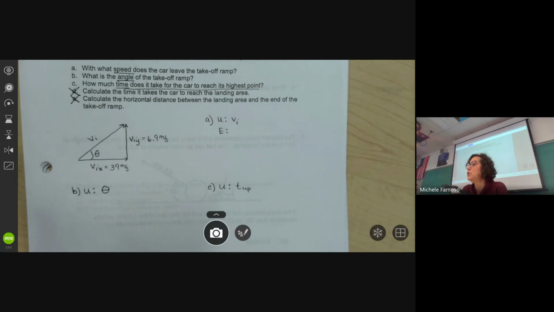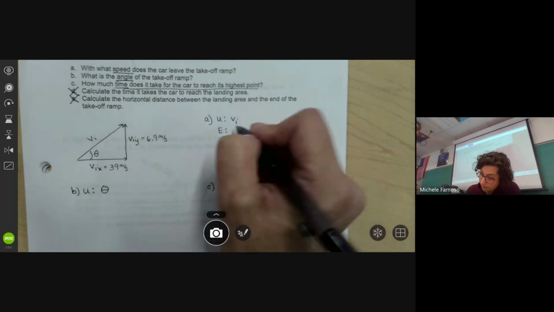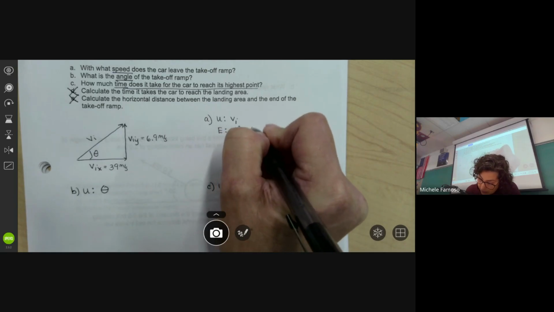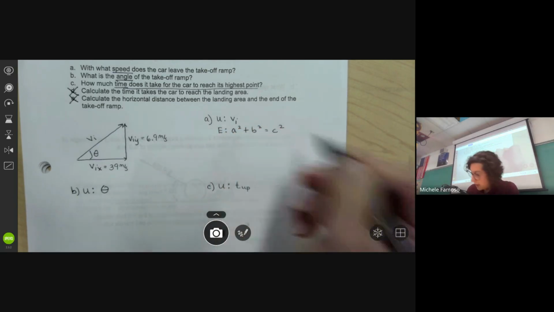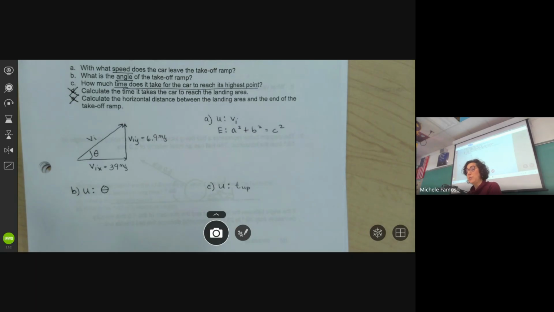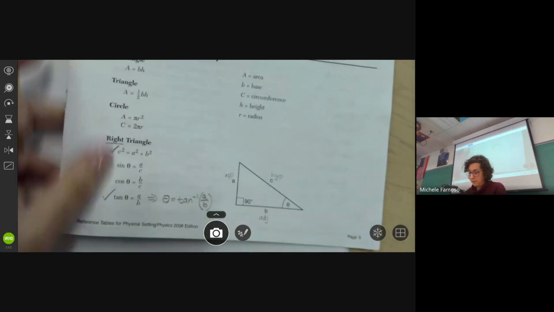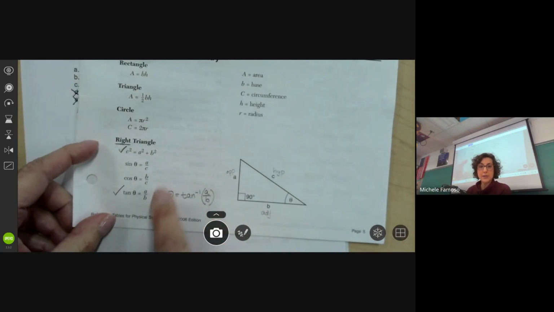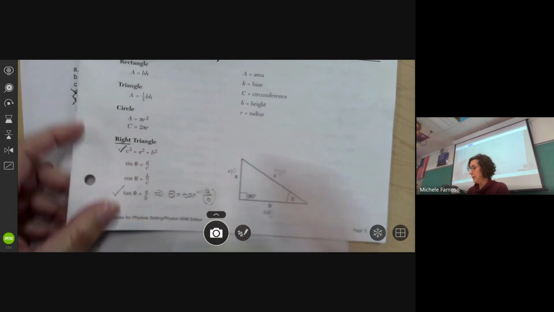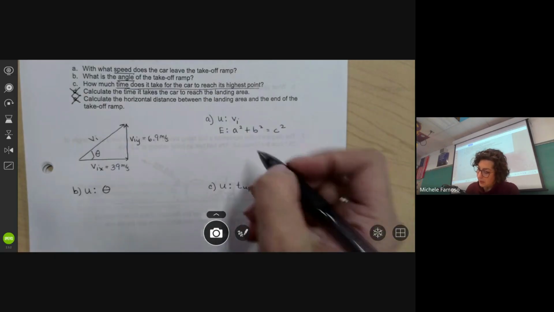Any ideas what equation we can write? So what equation is that, Eric? That is correct. Don't forget, that is on your reference table. Turn back to page 5. And here it is. We even checked it off at one point. A squared plus B squared equals C squared. It is there. We can use it. That's what we're going to do.